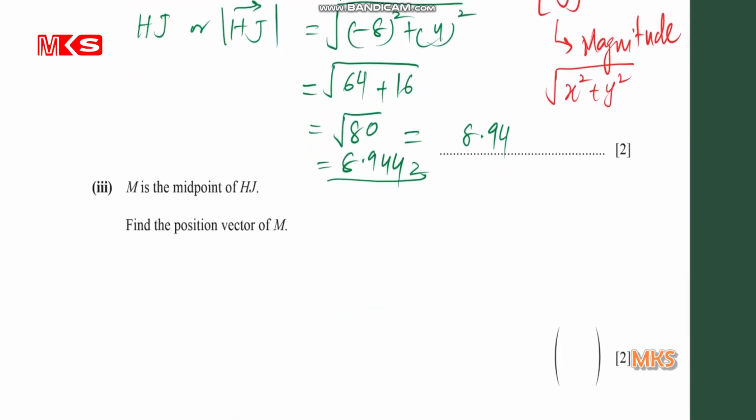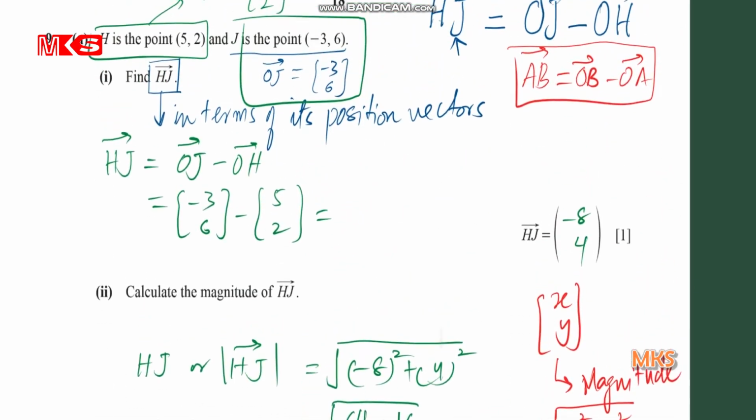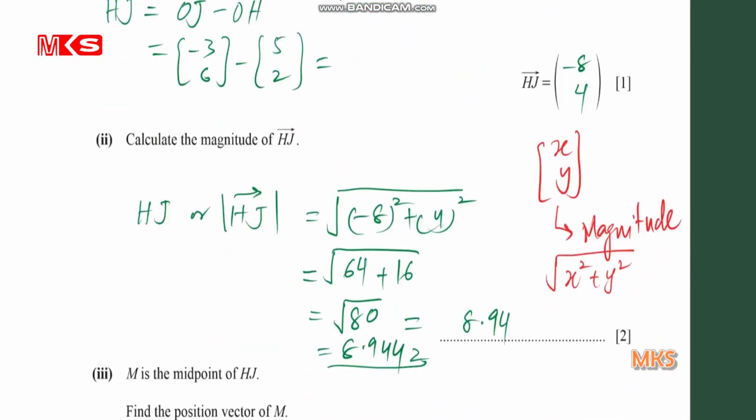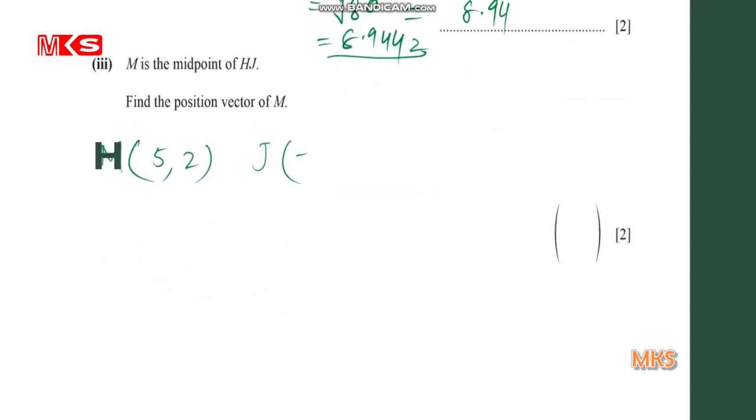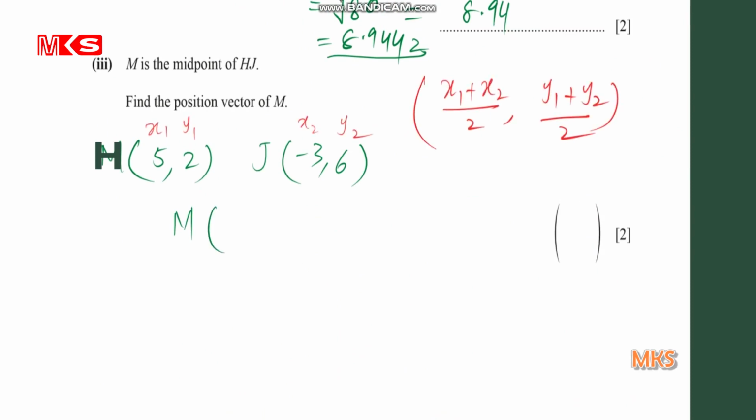Third part is M is the midpoint of HJ. Find the position vector of M. First, we need to find M as it is the midpoint of HJ. The points are (5, 2) and (-3, 6). So M, which is the midpoint, you know how to find midpoint: (x1 plus x2) over 2, comma, (y1 plus y2) over 2. So here M will be (5 plus -3) over 2, which is 5 minus 3, comma, (2 plus 6) over 2. So that M will be (1, 4).